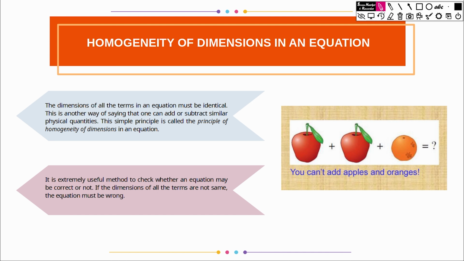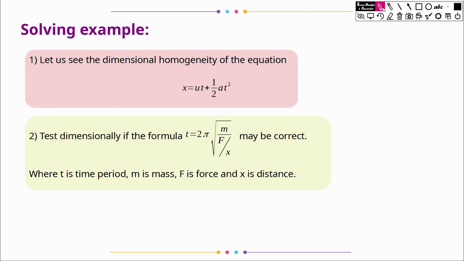This principle is called the principle of homogeneity in an equation. So it is very useful to check whether an equation may be correct or not. If the dimensions of all the terms are not the same, the equation must be wrong. Let us understand homogeneity of dimensions in an equation using two examples.